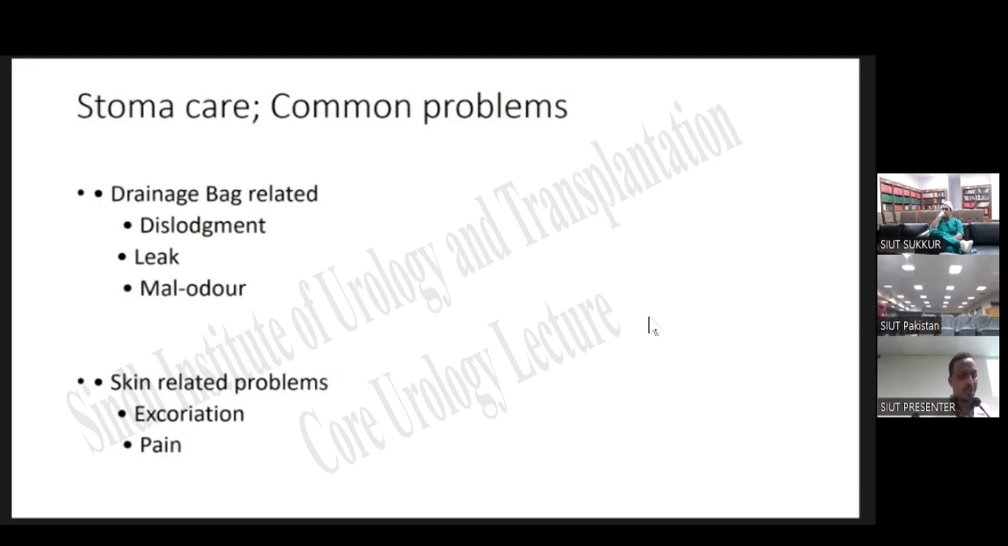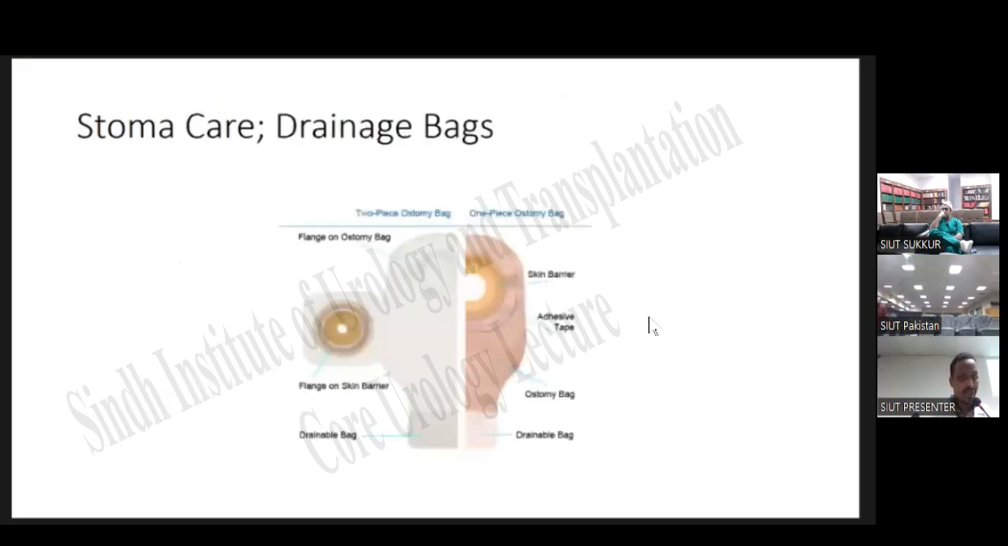The skin-related problems are excoriation and pain. We have to offer them ointment and pain relief, and they should know it properly. There are two types of stoma bag: a two-piece stomal bag and a one-piece stomal bag, and each one has a skin barrier adhesive tape which is attached to the skin, along with the stoma bag and the drainage bag.